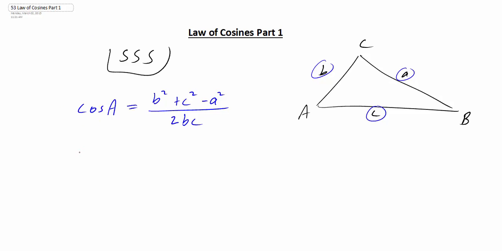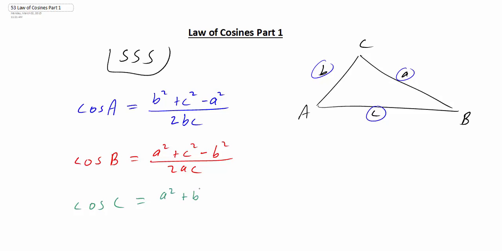And of course, we could use the same formula to solve for angle B. We would have the cosine of B, which would simply be a squared plus c squared minus b squared, all over 2ac. And if we wanted to look for angle C, we could take the cosine of angle C, which is equal to a squared plus b squared minus c squared, divided by 2 times ab.